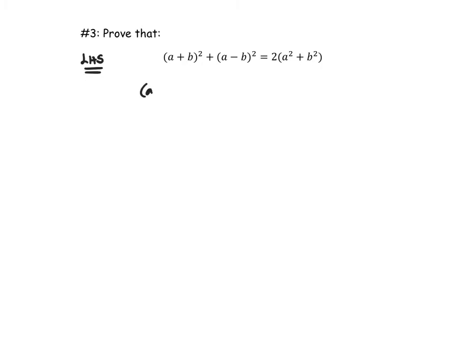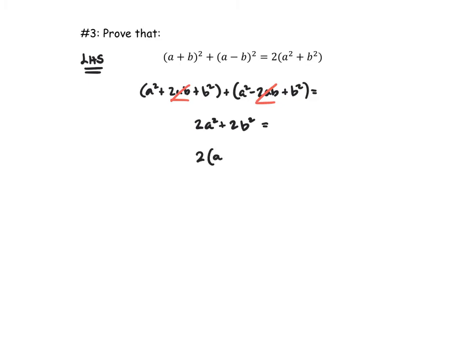I'm going to FOIL out the first term. That'll be a squared plus 2ab plus b squared. FOIL out the second term: a squared minus 2ab plus b squared. We'll notice as we add these together, the like terms are combined and the 2ab terms disappear, and I get 2a squared plus 2b squared, which when I factor out a 2, comes out to be 2 times the quantity a squared plus b squared. And there it is, proof, done.